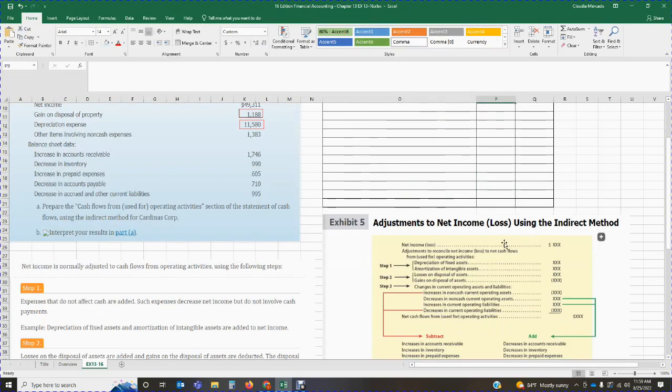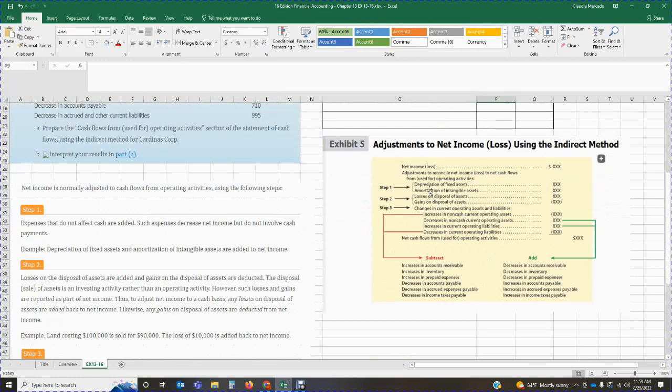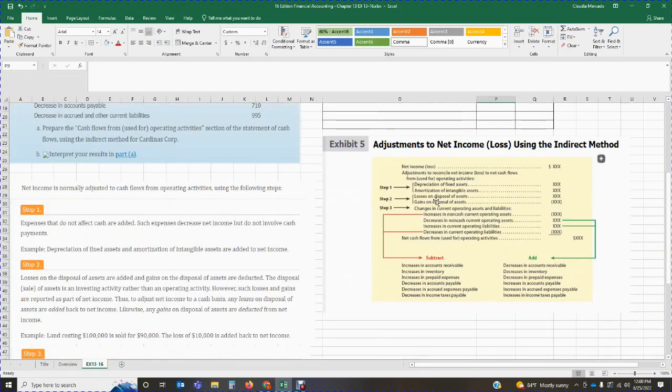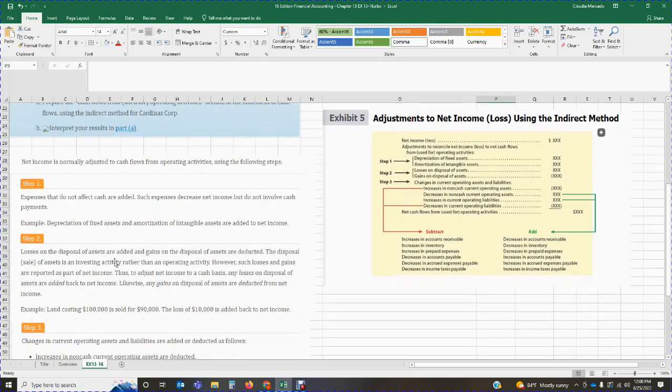All I'm doing is following this diagram down here. The depreciation is going to be added. Did we have any amortization? No, we don't. Okay. Losses on disposal of assets. Step number 2, losses on disposal of assets are added and gains on the disposal of assets are deducted.